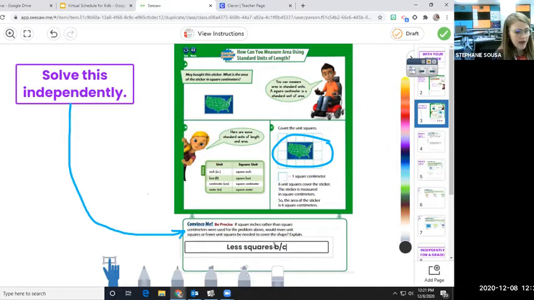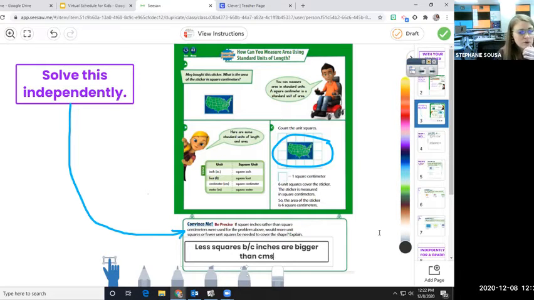Because, and in math, you can use shorthand to make something shorter, and B/C represents because. Less squares because inches are bigger than centimeters. And again, in math, you can use shorthand. Centimeters can be abbreviated CMS. So we are going to know that we need less squares when the squares are bigger to cover a space.